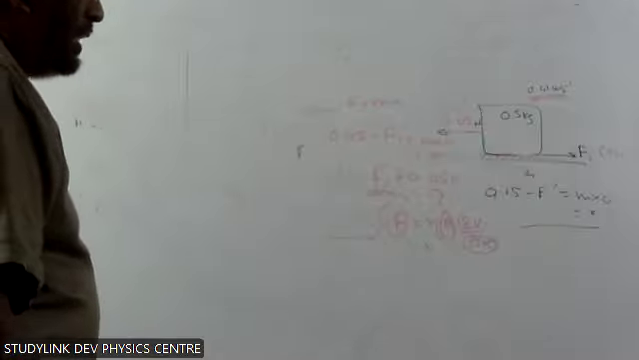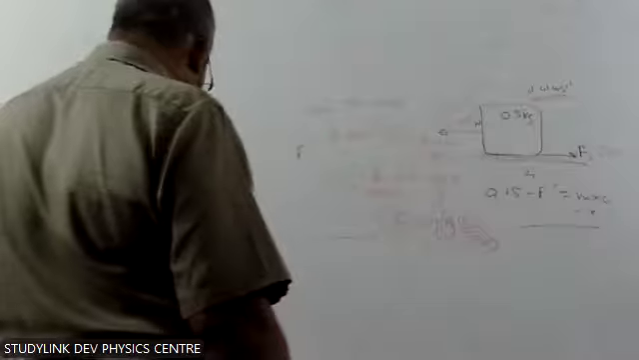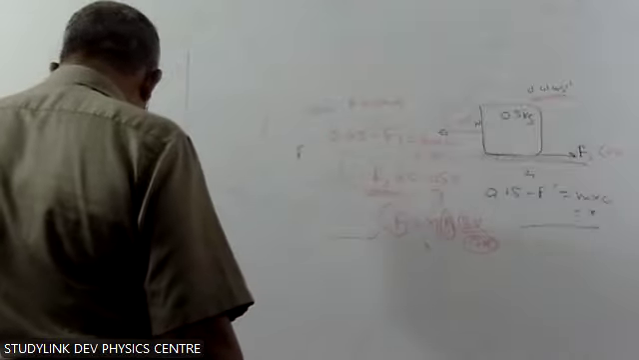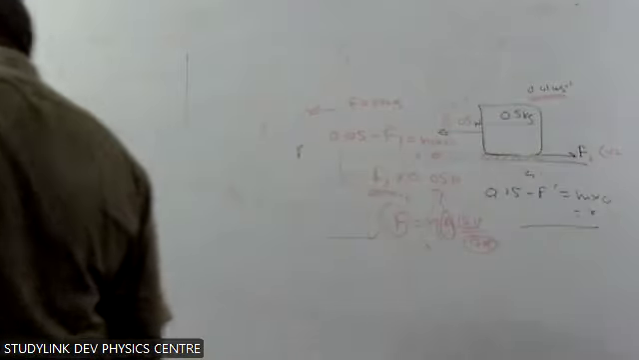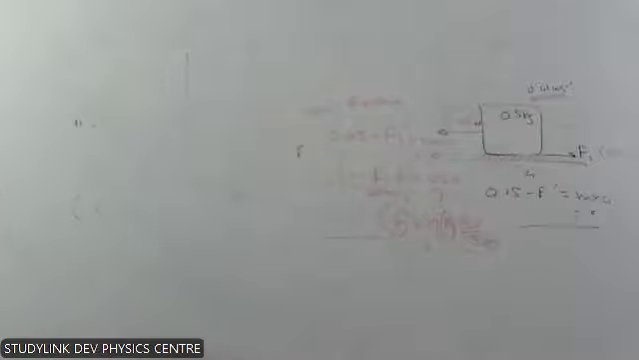So actually it is different now. Now the new F is there. You use the new F value, then F equals mu R and find mu.